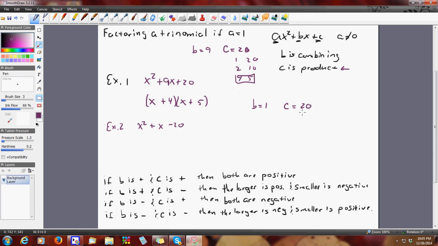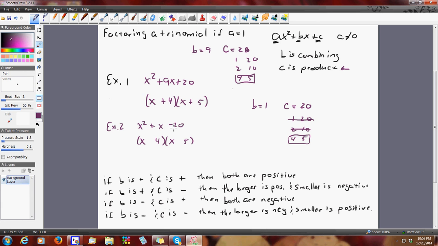But my product has to be 20, so I'm going to say 1 and 20, 2 and 10, 4 and 5, and now I need to get to 1. Well, I can't get to 1 using 1 and 20. I can't get to 1 using 2 and 10. But I can get to 1 using 4 and 5 if I subtract. So once again, I make my 2 parentheses. It's x and x because x times x equals x squared. I'm going to put in 4, I'm going to put in 5.